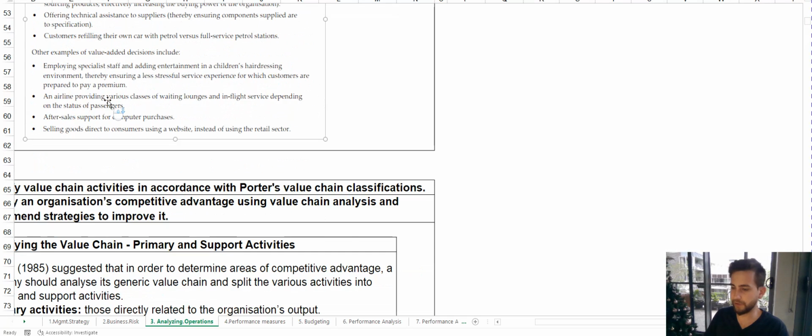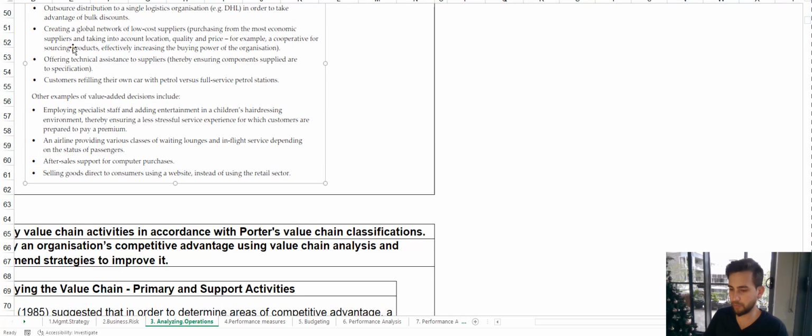Okay, so what about value-added decisions on the other hand? Some examples of that might be employing specialist staff and adding entertainment to a hairdressing environment. So therefore, you can make the experience less stressful for the customers, and then they would pay a premium price. So you're adding that value.